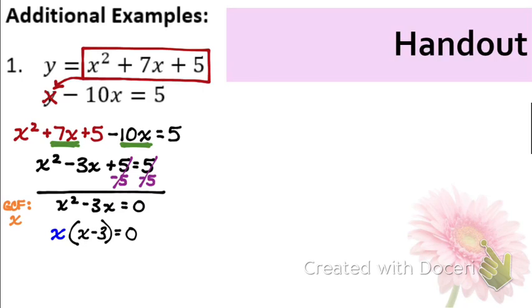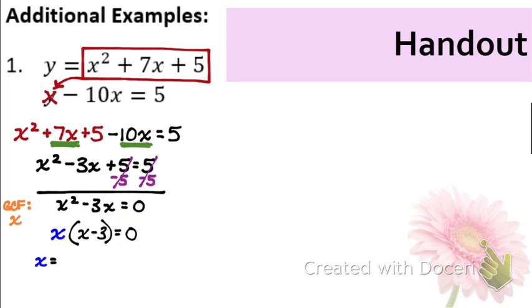How many factors do I have? Careful. How many factors? 2. What does the F in GCF stand for? Factor. It's the greatest common factor. So x is a factor. What do I do with my factors? Set them equal to 0.